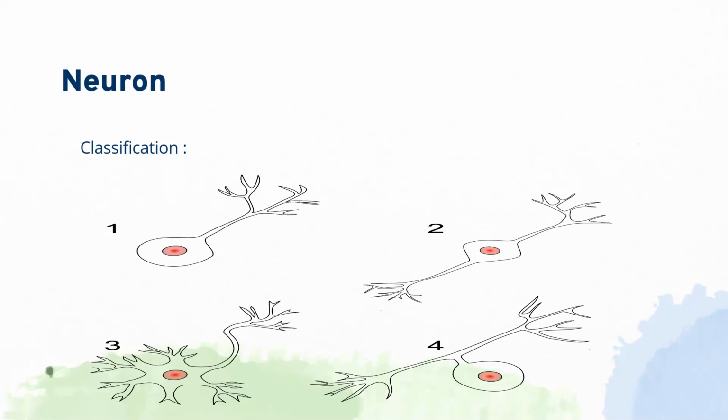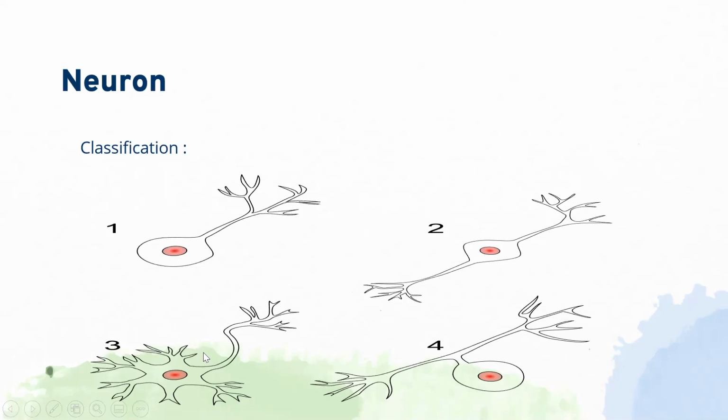Unipolar has a single short process that emerges from the cell body and divides into proximal and distal branches, and is present in the mesencephalic nucleus of the trigeminal nerve. Bipolar has two processes, an axon and a dendrite, that extend from opposite ends of the cell body, and is present in the olfactory epithelium and the retina.